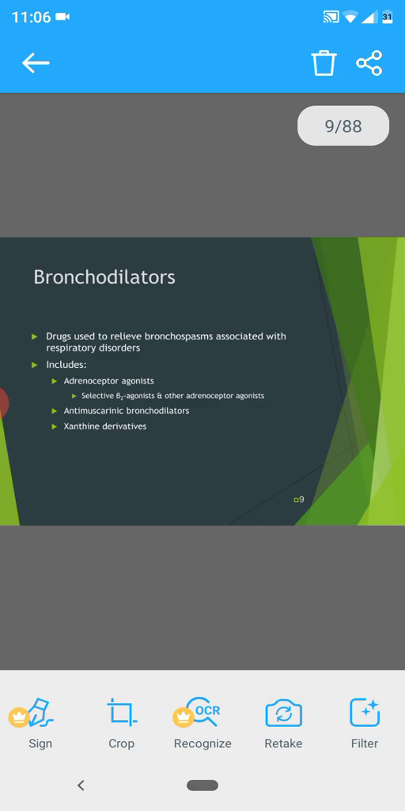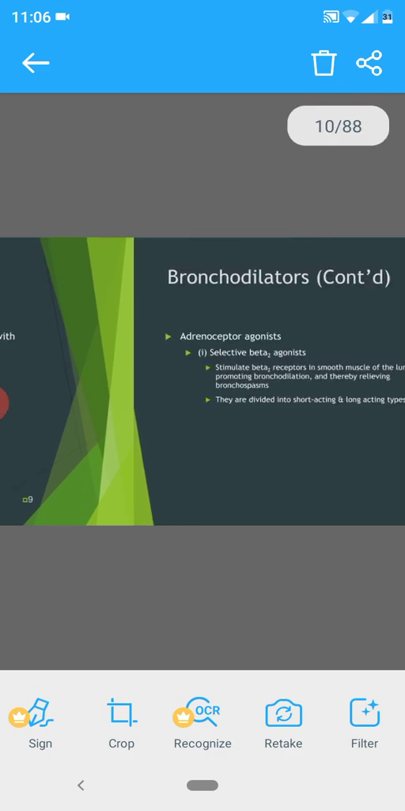xanthine derivatives. All this group of drugs have common action. Their action is same, bronchodilation, but their mechanism of action varies. That is why they are of different categories. Adrenoreceptor agonist will act in different way, antimuscarinic drugs will act in different way, and xanthine derivatives will act in different way. So we will discuss these drugs, how they act, in our next slides.